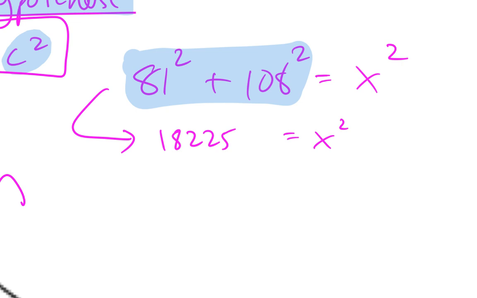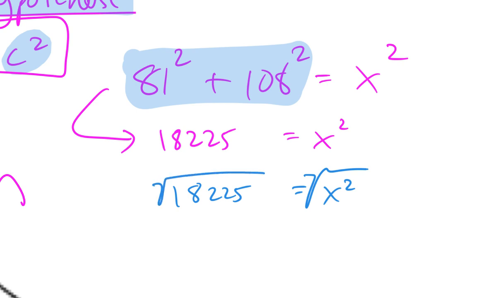So we need to do the opposite of squaring. I'm just going to change to a different color over here. If I have x squared, the opposite of squaring is taking the square root. If I take the square root of the right side, to keep it equal, I also have to take the square root of the left side. So that means I have to do the square root over there.